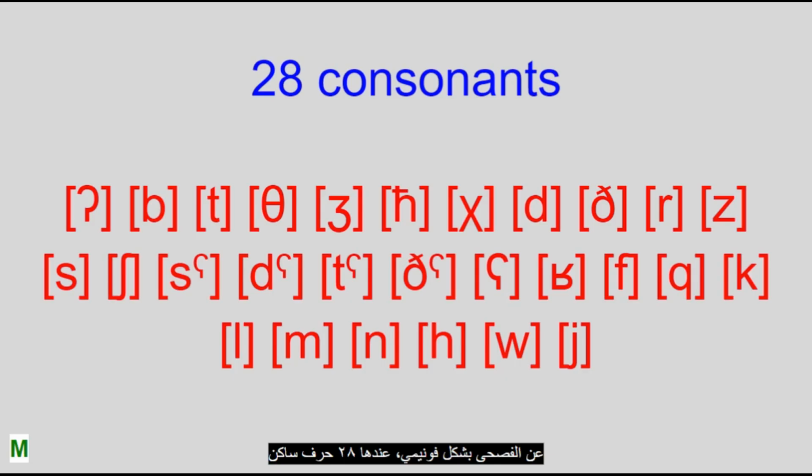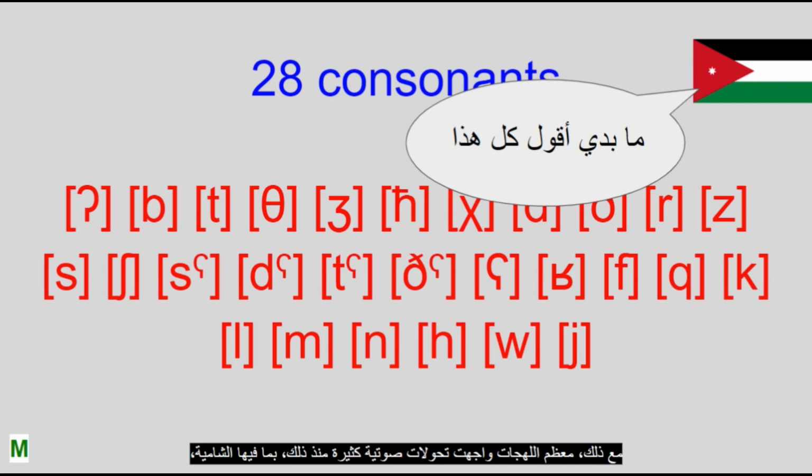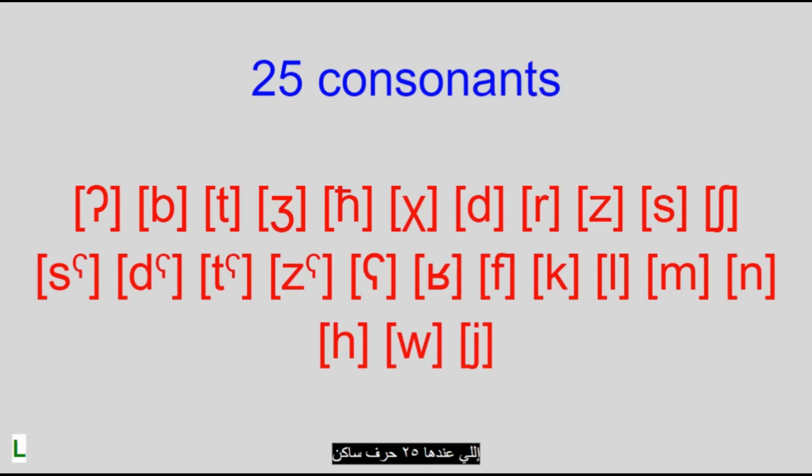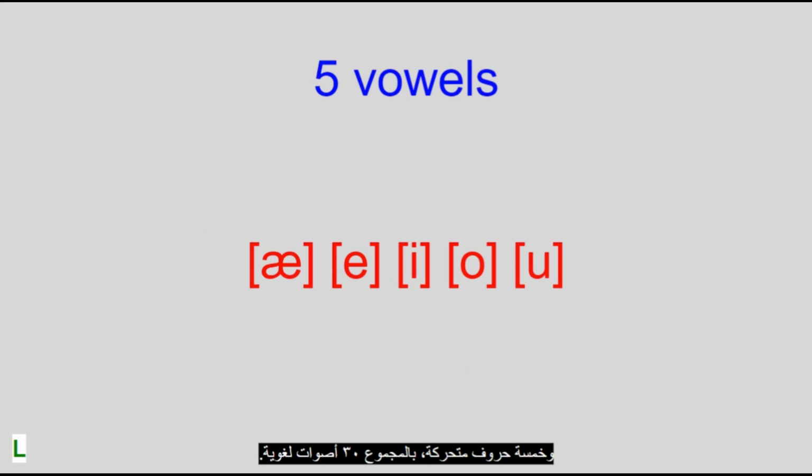As far as MSA goes phonemically, it has 28 consonants and 3 vowels totaling 31 phonemes. However, most of the dialects have had numerous sound shifts since then, including Levantine, which has 25 consonants and 5 vowels totaling 30 phonemes.